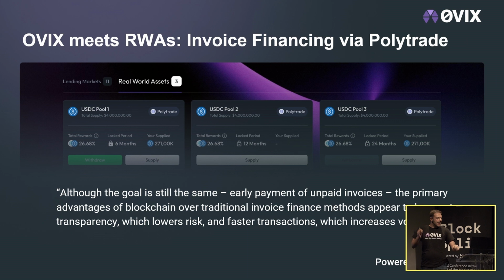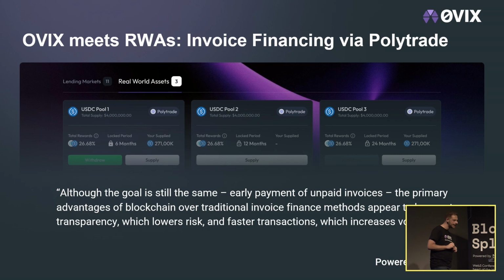And what do we do with the real-world assets? We are currently looking to allow our community and our investors, which we have in a couple of thousands, to tap into the real-world assets. And the first thing, where we are taking a very easy approach, is to integrate with a company called Polytrade, which does invoice financing.